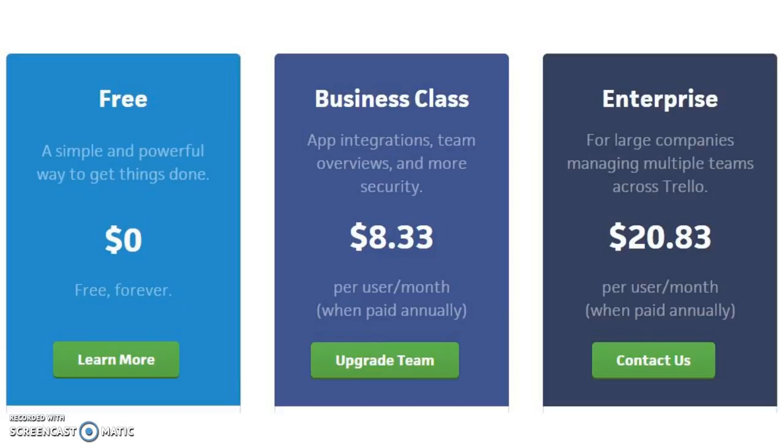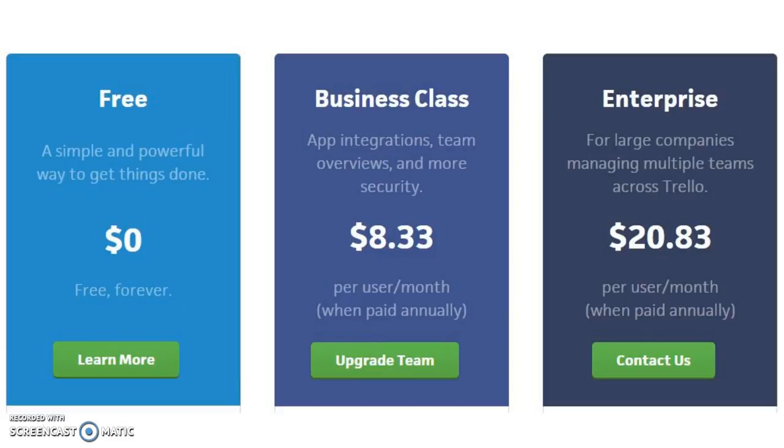But you might have a bigger team, you might need a little bit more. So you can get business class, which is app integration, team overviews, and more security, for $8.33 per user per month. So if you pay this annually, then you get this price. You have to pay it all at once at the beginning of the year, and you get this lower price.